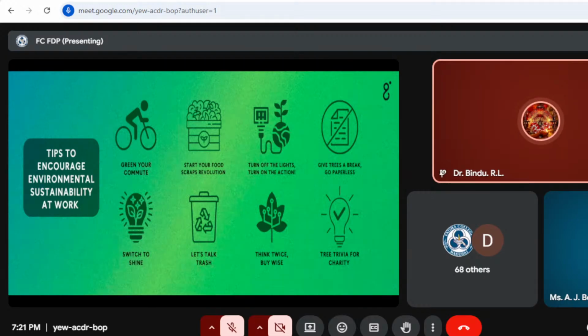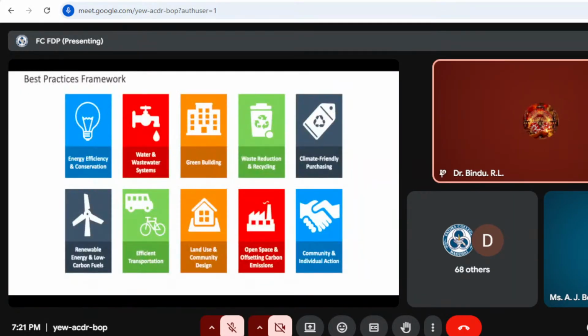Then give trees a break. Then switch to shine. Let us talk fresh. Then think twice, buy wise. And trivia. Okay. Next, these are some tips for sustainability. And what are the best practices framework? Energy efficiency, water and wastewater systems. Then green building, climate-friendly forecasting or purchasing, the renewable energy, all these we have discussed. Next.